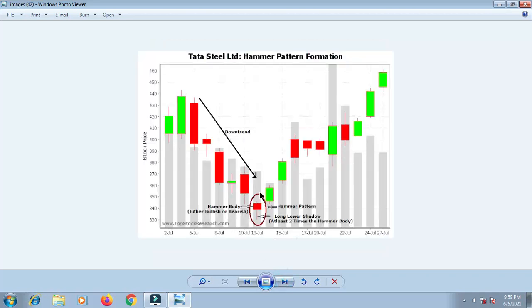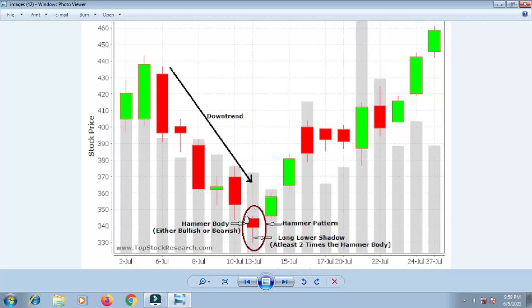This hammer pattern is a bullish candlestick pattern, and it forms at the bottom of the price action. Here we can see the price was coming in a downtrend, then it formed here. If we had to take our trade, we could have taken it at the top of this candle, with a 1:2 ratio target and the stop loss at the bottom. Here it is mentioned that this long lower wick should be at least twice the size of the hammer body, which I already mentioned.